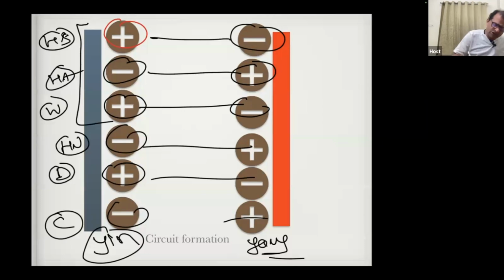Now, if we keep the same pole, suppose I keep the hotness here, they will repel each other. So now what I do, I have to keep the opposite energies. So here I will keep, what is the opposite energy of hotness? That is coldness. In the bottom, what is the opposite energy of coldness? That is hotness.